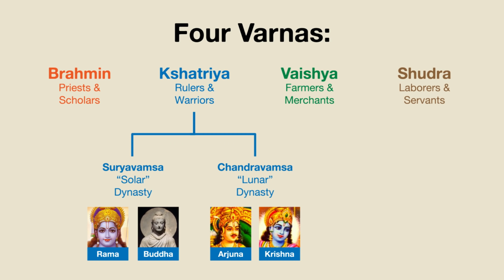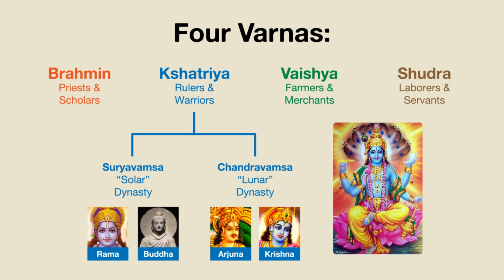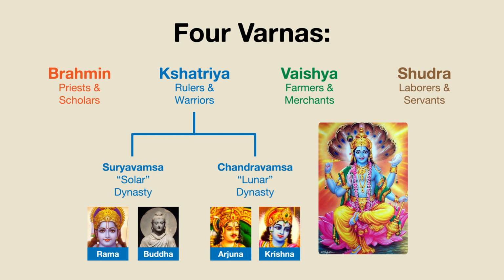The Buddha and his family are said to come from the solar dynasty, along with Rama, who is the main character from the Hindu epic, the Ramayana. In contrast, the main characters from the other big Hindu epic, the Mahabharata, are said to have come from the lunar dynasty. These include Arjuna and Krishna. According to most Hindus, Rama, Krishna, and Buddha were all incarnations of the god Vishnu. Vishnu is supposed to be incarnated 10 times. Rama was number 7, Krishna was number 8, Buddha was number 9, which leaves one more still to come.